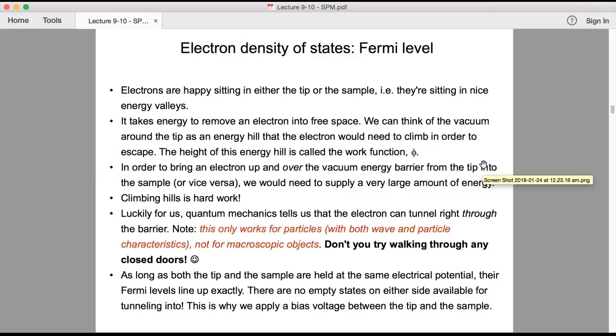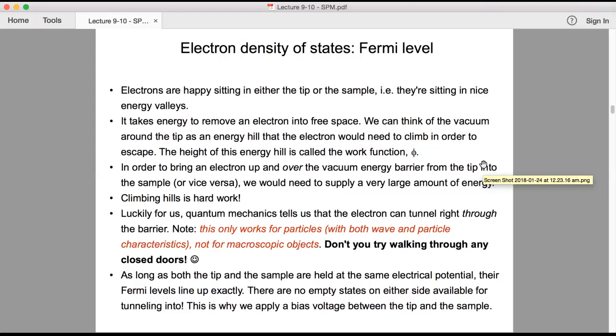But luckily, quantum mechanics allows these electrons to tunnel right through the barrier. And you need to keep that in mind. This only works for particles with both wave and particle characteristics, but not for macroscopic objects, right? So that's why we can't walk through a wall. We can apply this for microscopic or very small particles which can behave as waves as well as particles. Now, we consider the electron as a particle, but when they're highly accelerated, they behave as waves.